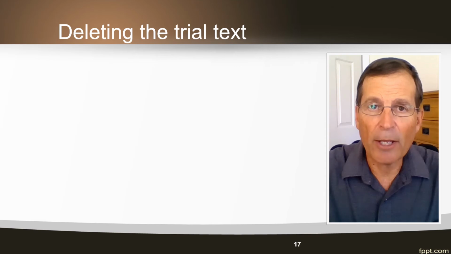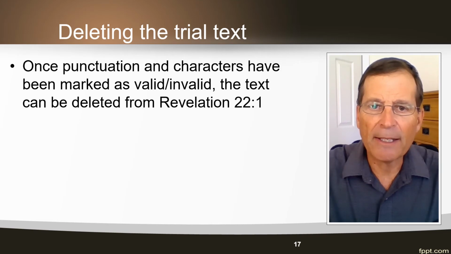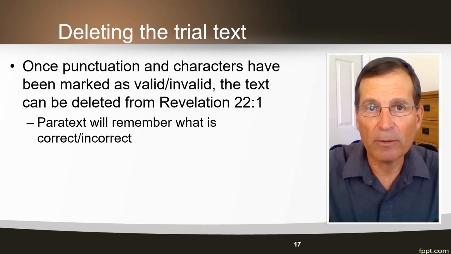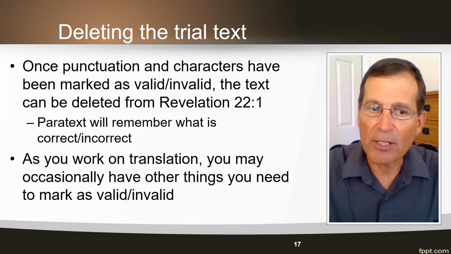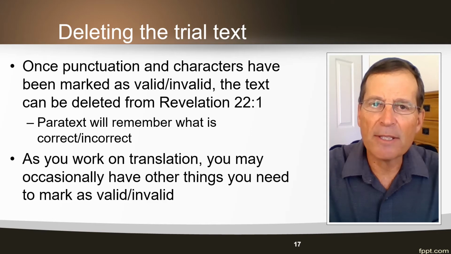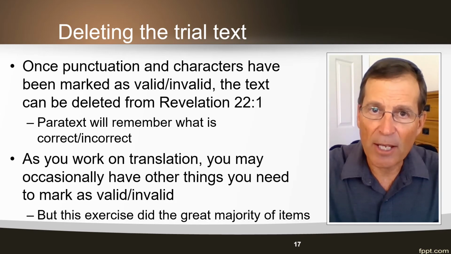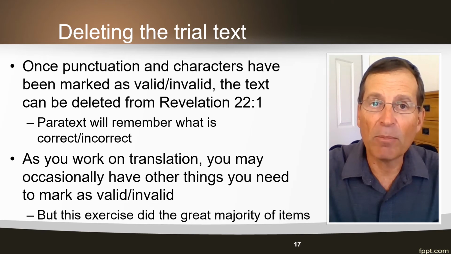Now to delete the trial text. Once punctuation and characters have been marked as valid or invalid, the text can be deleted from Revelation 22:1. Paratext will remember what is correct or incorrect as you then type in your own translation in Luke or elsewhere. As you work on your translation, you may occasionally have other things that you need to mark as valid or invalid in your inventories. But by doing this exercise, you will have already finished marking the great majority of them in advance, and that's very helpful.